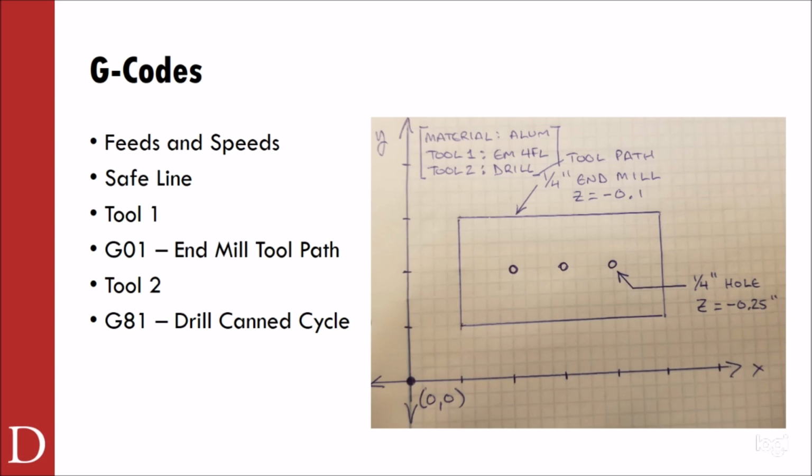All right, so we've got a part here now. Now I'm in the upper right quadrant here, so everything will be positive just for the ease of use here. I can see my material is aluminum. Tool 1 is a 4-flute end mill. Tool 2 is a quarter-inch hole, so we'll say a quarter-inch drill. So now I need some feeds and speeds is what I need. So let's go calculate those first.